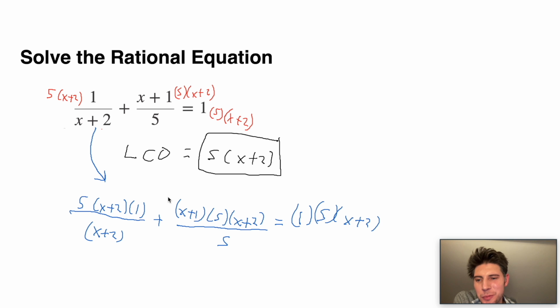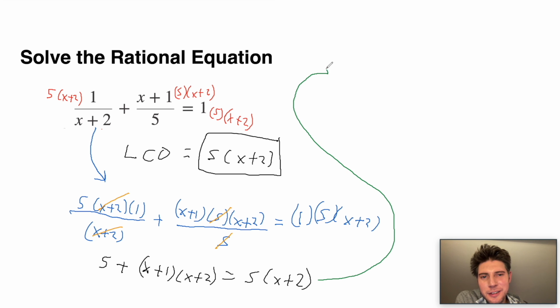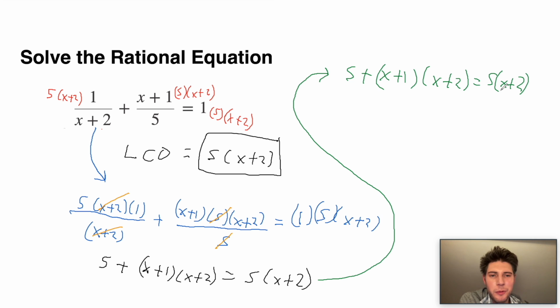And now we can do some simplifying. These common factors can be canceled, and these can be canceled. And that's the reason why we multiplied by the least common denominator, so that we could cancel out those denominators. First term is just 5, because 5 times 1 is 5. The second term is x plus 1 times x plus 2. And this last term is 5 times x plus 2. I'm running out of room, so I'm going to bring it up here. So I just rewrote it up here so I have more room.